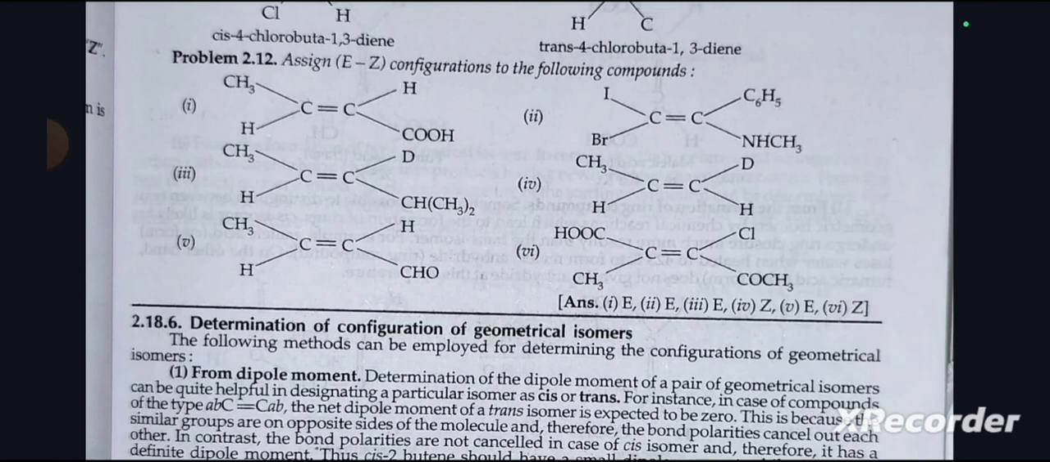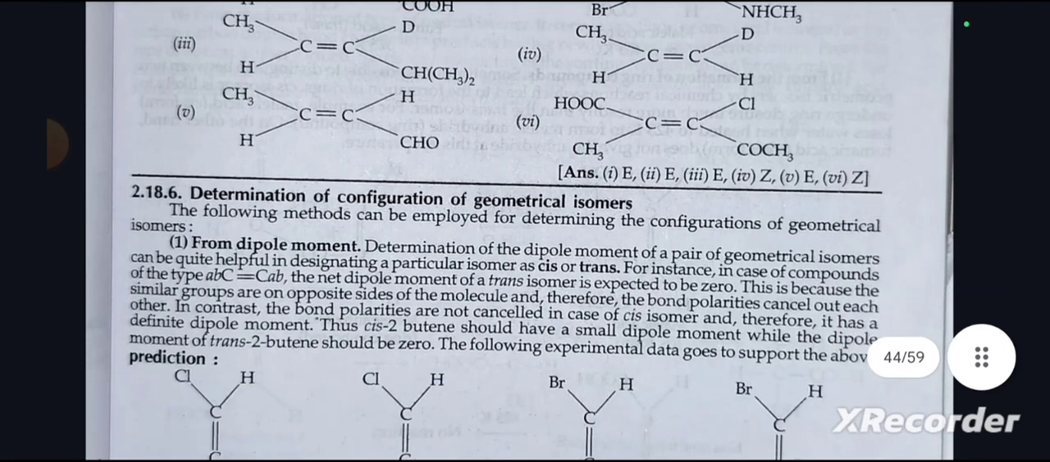Problem 2.12. Assign EZ configuration to the following compounds. First, CH3CH=CHCOOH. Second, ICBr=C6H5NHCH3. Third, CH3CH=CDCH3. Fourth, CH3CH=CDH. Fifth, CH3CH=CHCHO. Sixth, COOH CH3=CCl COCH3. Answer: first E, second E, third E, fourth Z, fifth E, sixth Z.